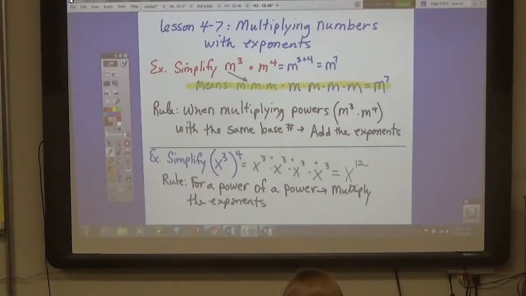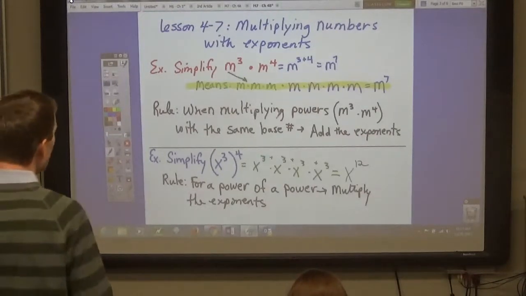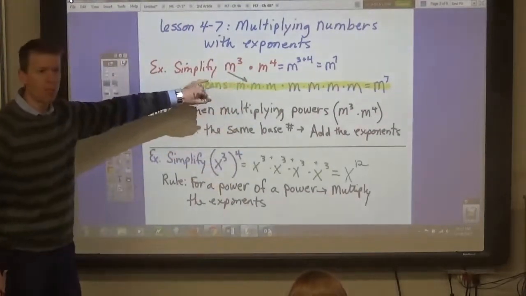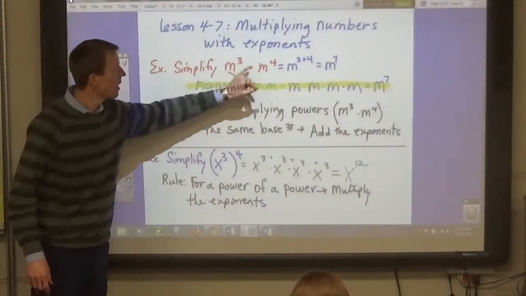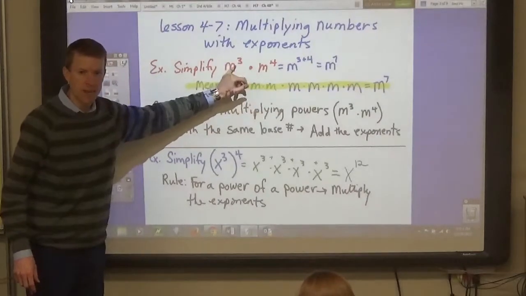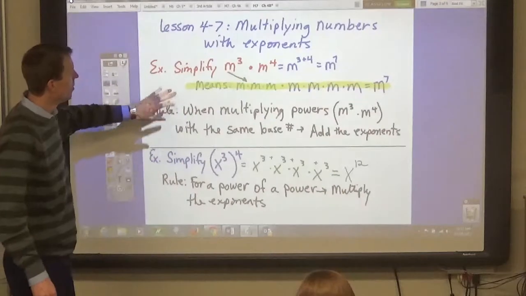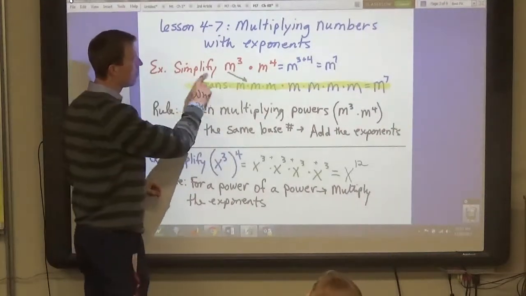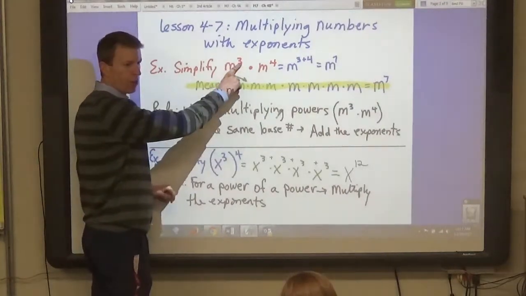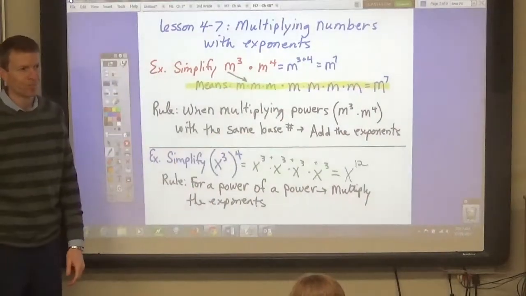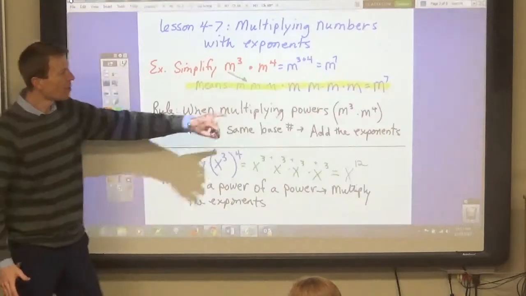Seventh graders, lesson 4.7 is about multiplying numbers with exponents, and specifically multiplying numbers with exponents that have the same base. Okay? So, if you look at this example, it says simplify m to the third power times m to the fourth power. It's just m to the seventh power, right?